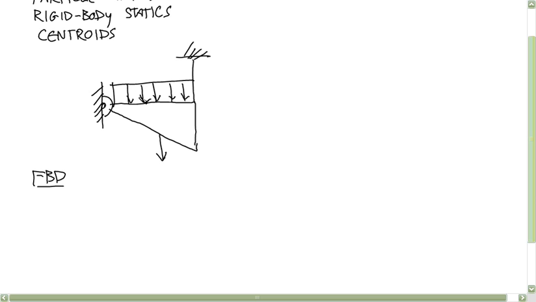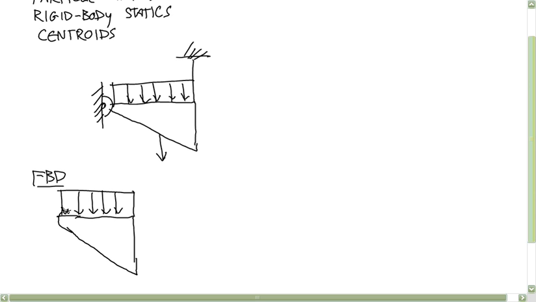You don't have to do the centroid calculations before you do the free body diagram. You can show, if you want to do your free body diagram with that still as a distributed load, that's fine with me. Okay, yeah, that's fine, I guess. Maybe I should think about that in the future.